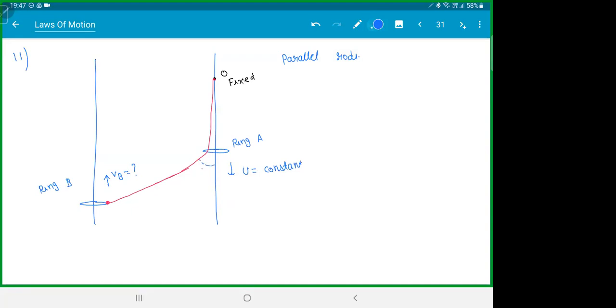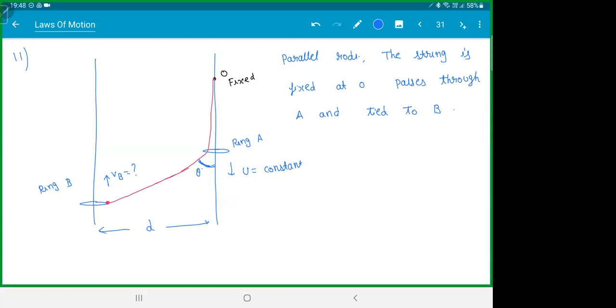This angle is theta. At this instant, the distance between them is d. So the string is fixed at O. So one end of the string is fixed at O. It passes through A, so it is not tied to A. It passes through A and is attached and tied to B. So the other end of the string is tied to B. I hope you're getting how it is.